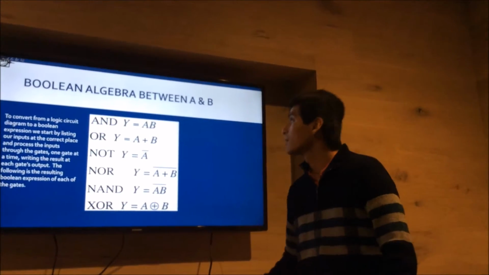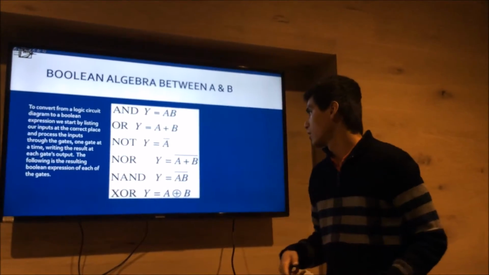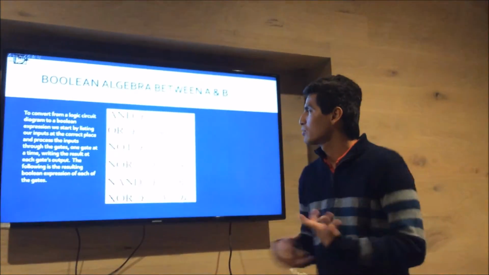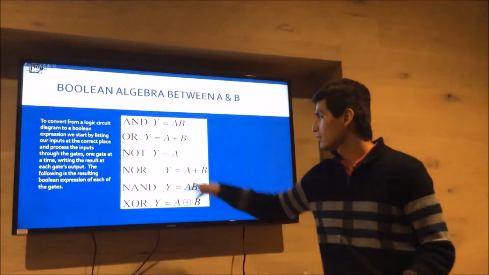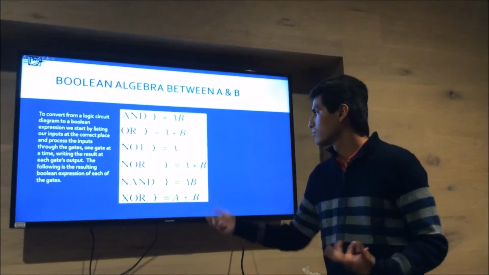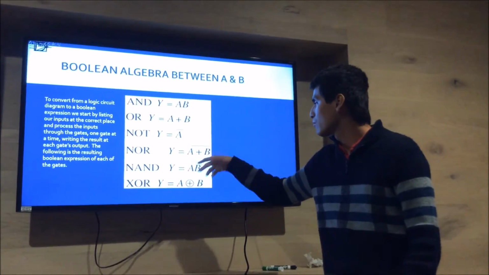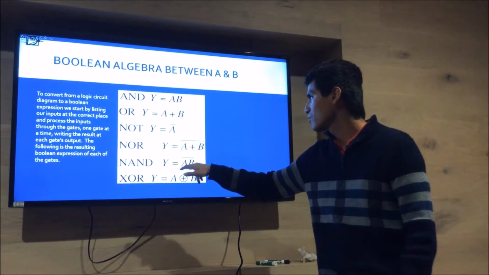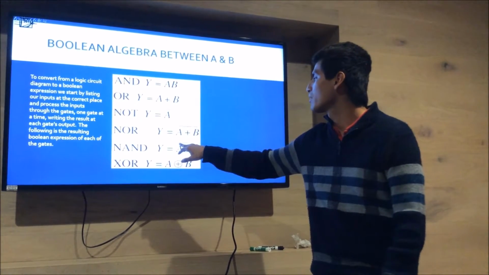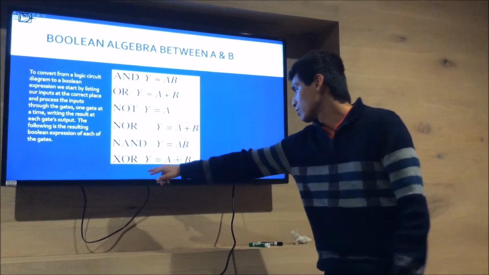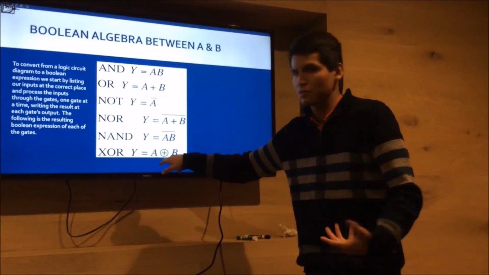In this case, we apply Boolean algebra between A and B, which are the inputs, and the output. As you can see, the AND is a multiplication between A and B, the OR is a sum between A and B, the NOT is inverted, the NOR is a sum that is inverted, and the NAND is the opposite. The inversion is shown with a circle symbol, and in Boolean algebra it is this symbol. The XOR is a sum, but a special one.